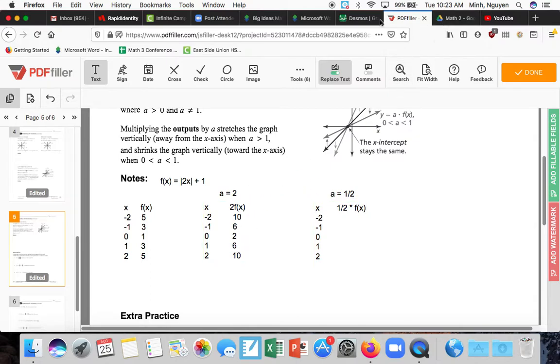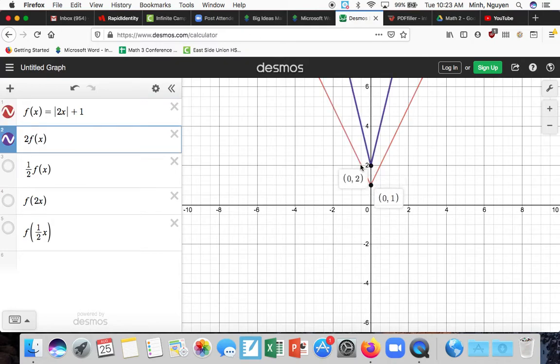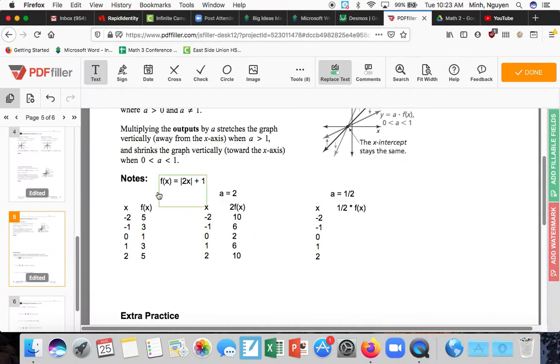So we have our stretch right here. This is what that looks like. The y-coordinate went from 1 to 2, from -1, 3 to -1, 6, right? And so on and so forth for all points.